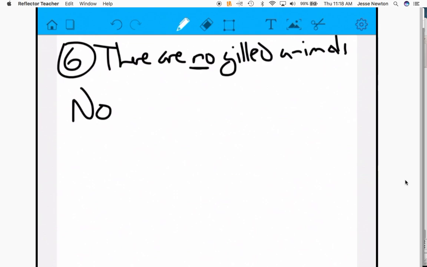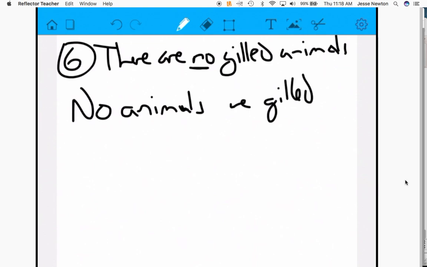And what is our subject going to be? Well, our subject is actually going to be animals. This is what we're going to say: No animals are gilled, and we have to name a class. Hold on, I gotta erase that because I'm going to run out of room. So no animals are gilled. And here we have to name a class.